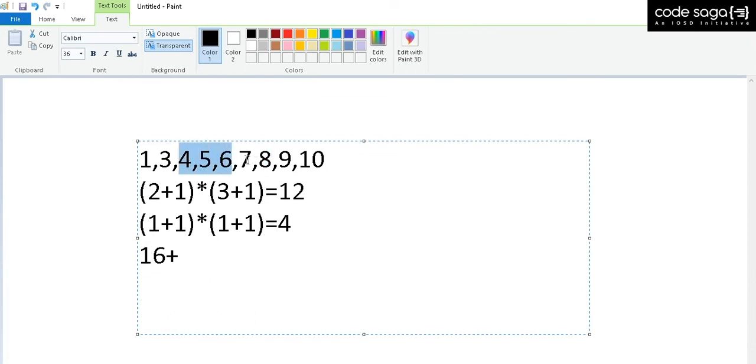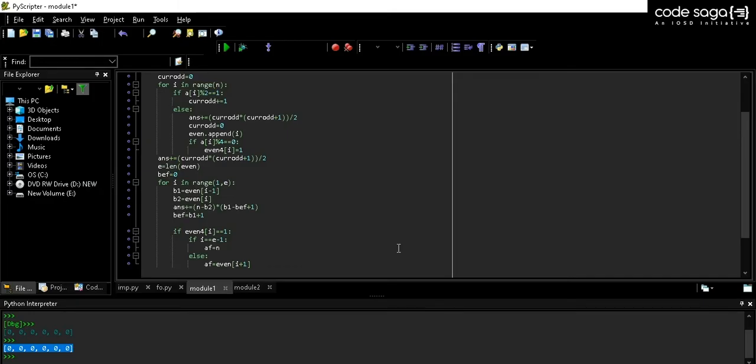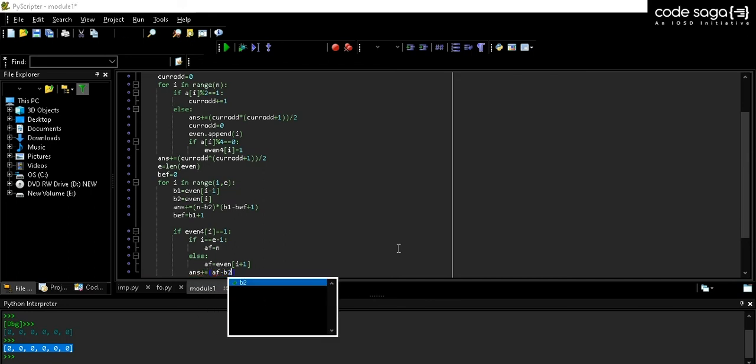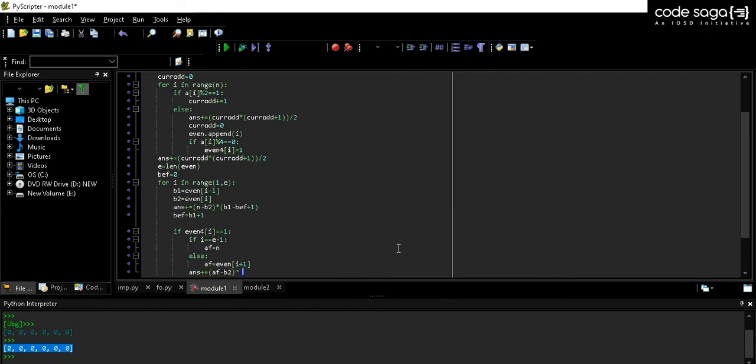Now as we had considered 6 5 4, we'll similarly just consider 8 as a subsequence which has 4, and then we'll see the number of elements before it till the previous even number, and the number of elements after, which is 1, so it will be 1 plus 1 into 1 plus 1, which would be 4. So we'll code that answer plus equal to af minus b1, b2 sorry, b2 minus b1.